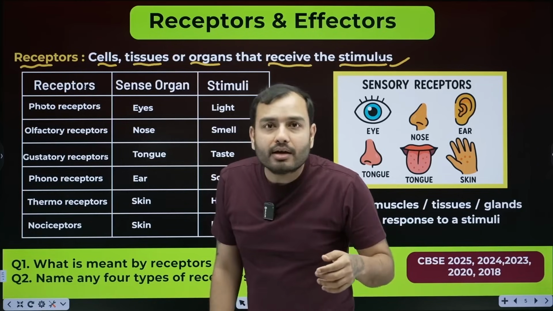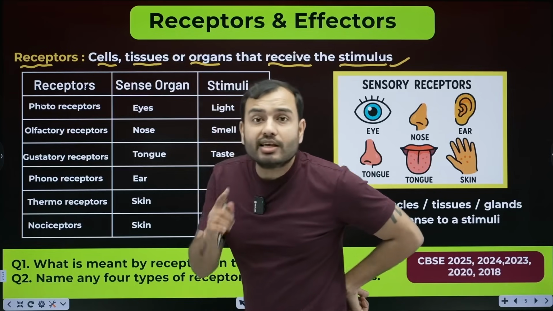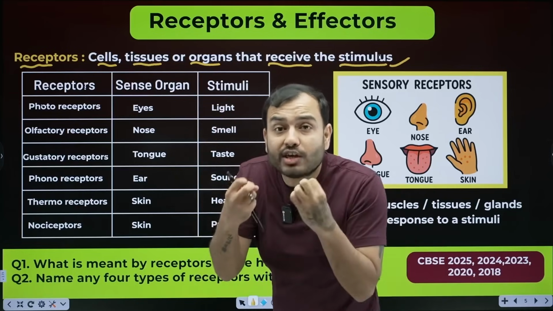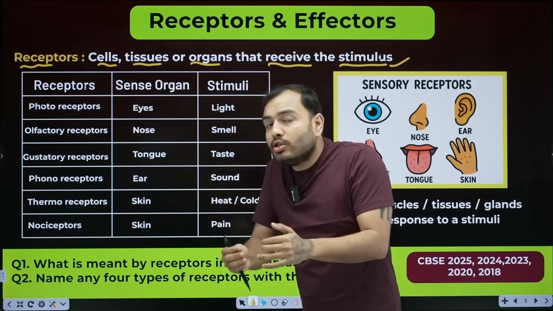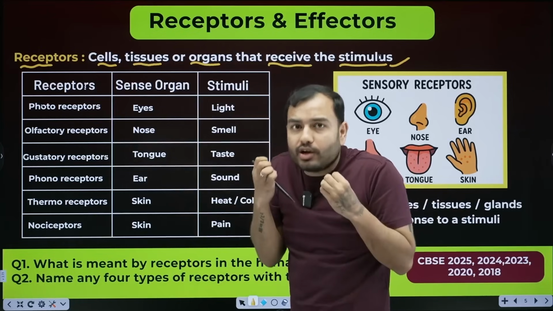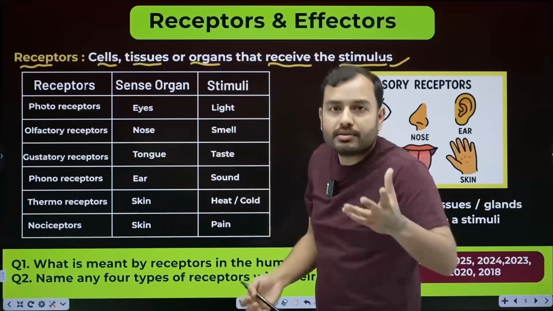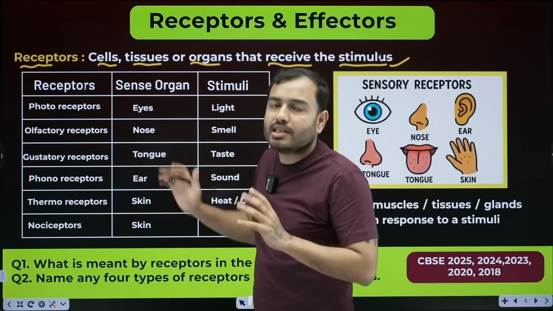Come back. Smell. Why is it coming? The nose received it. You taste a thing. Who receives it? The tongue received it. You received that change. So beta, such cells, such tissues or such organs which receive the stimuli are called receptors. In our syllabus, they are sensory receptors. We have to study 6 sensory receptors.